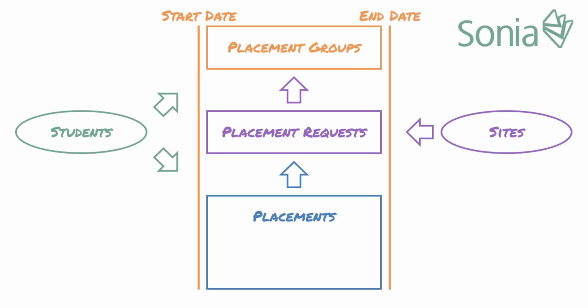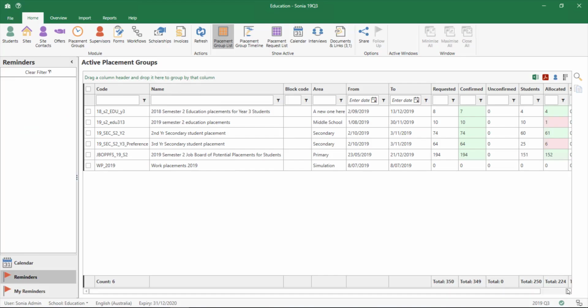Hi there. So we've just had a look at the placement group structure through PowerPoint. Now what I want to do is go through the exact same thing in the Sonia client. Now this will just be the core part. So in the previous video, I also talked about the additional features that could be added onto Sonia. But we're just going to focus on the core part for now. So the first thing I need is to make sure I have some students.